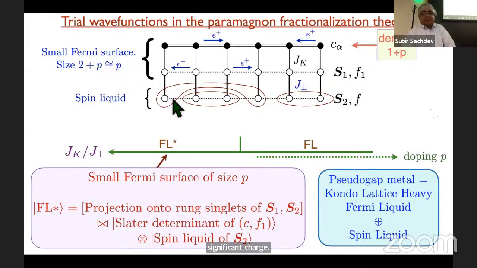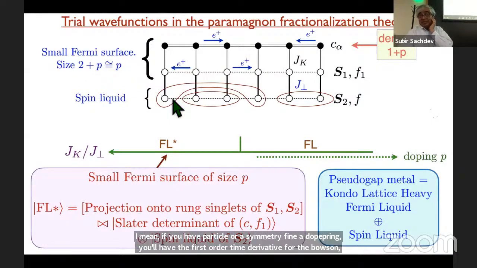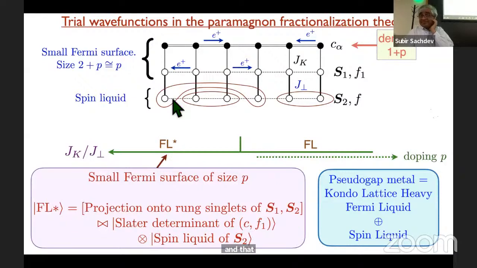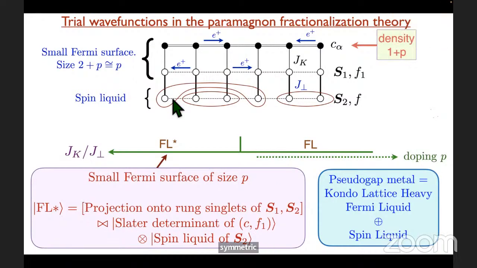I don't believe so. I mean, if you have particle-hole asymmetry at finite doping, you'll have the first order time derivative term for the boson, and that does break the SO5 symmetry. But it's probably but a small effect. Try to contain charge fluctuation.